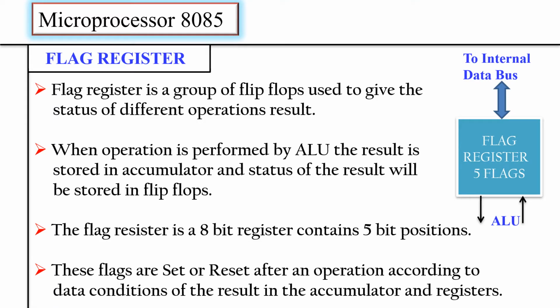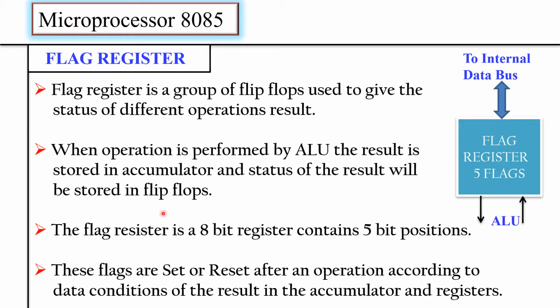So the flag register. In today's lecture we are going to see the flag register in detail. The flag register is a group of flip-flops used to give the status of different operation results. When an operation is performed by the ALU, the result is stored in the accumulator and the status of the result will be stored in the flip-flops.